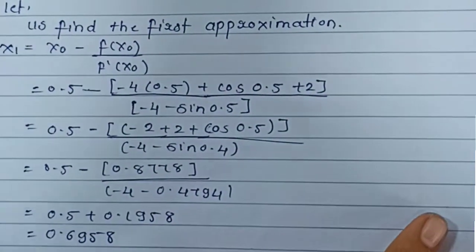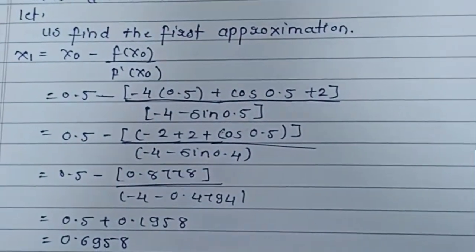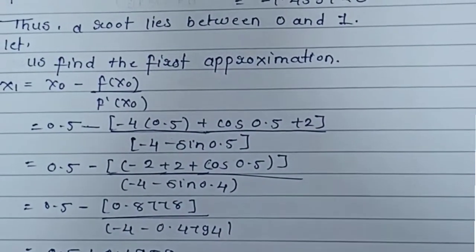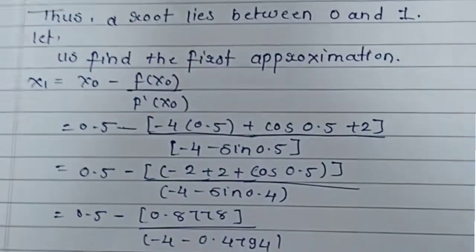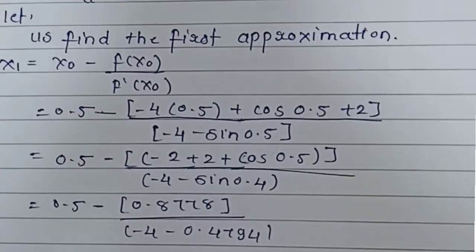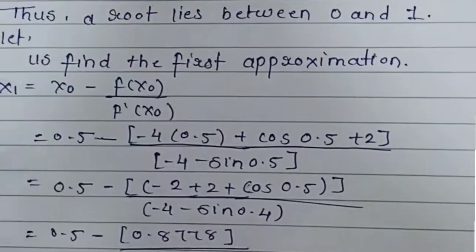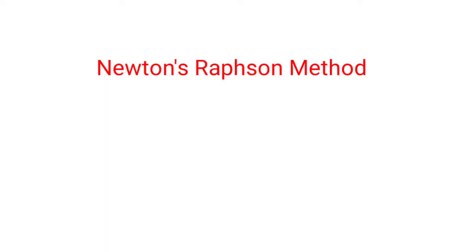According to this we can find the further values x2, x3 up to xn plus 1. So the values can change, and due to this formula we can find the value up to xn plus 1. So this is all about the Newton-Raphson method. Thank you very much.